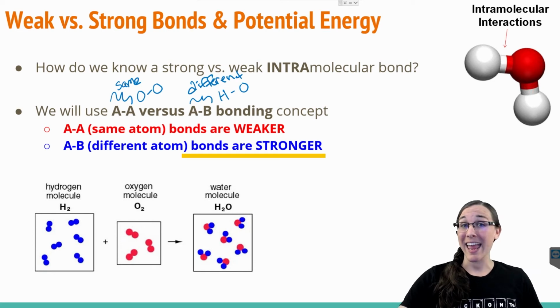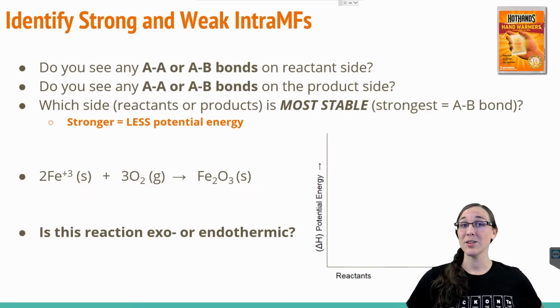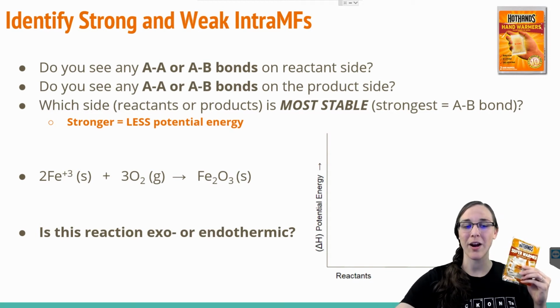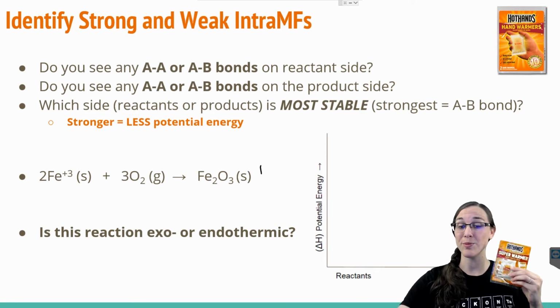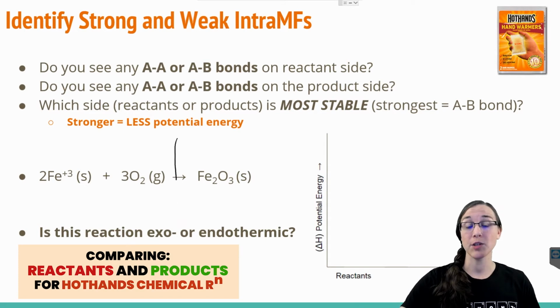That means that AA bonding represents less stable bonds with greater potential energy, and AB bonding represents more stable bonds with less potential energy. So let's apply these concepts to the hot hands chemical reaction, where iron and oxygen come together to form rust, which also produces heat. Hence the reason why it's called hot hands, because it makes your hands hot. We're going to compare our reactant side to our product side.